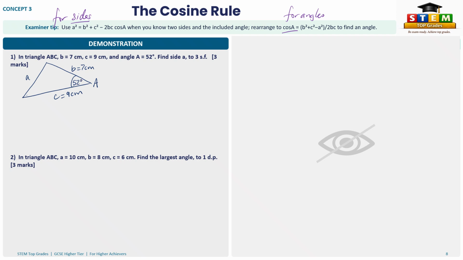Okay. And what are we looking for? Yes, we're looking for a. And the formula, because we're looking for a, it has to start with a as the subject. So a squared equals b squared plus c squared, take away 2bc, and then cos A. Now, there's one thing that you need to remember. When you are using a formula, in that case, we're looking for a. So remember, when we're looking for a, the formula ends also with A.